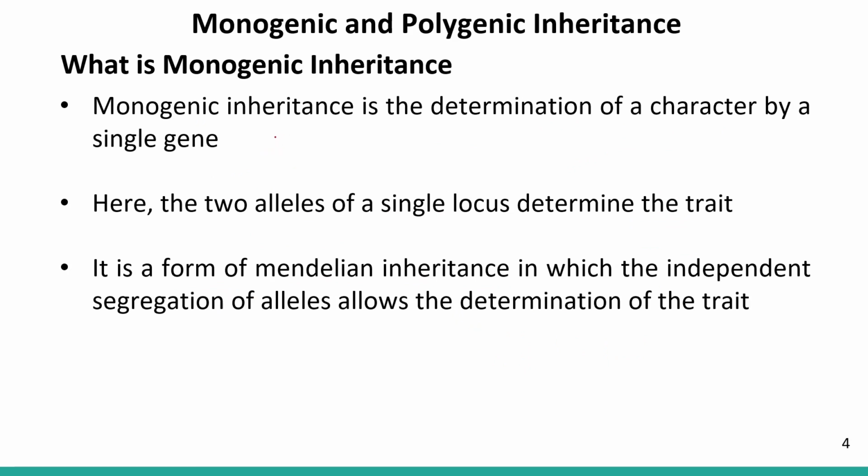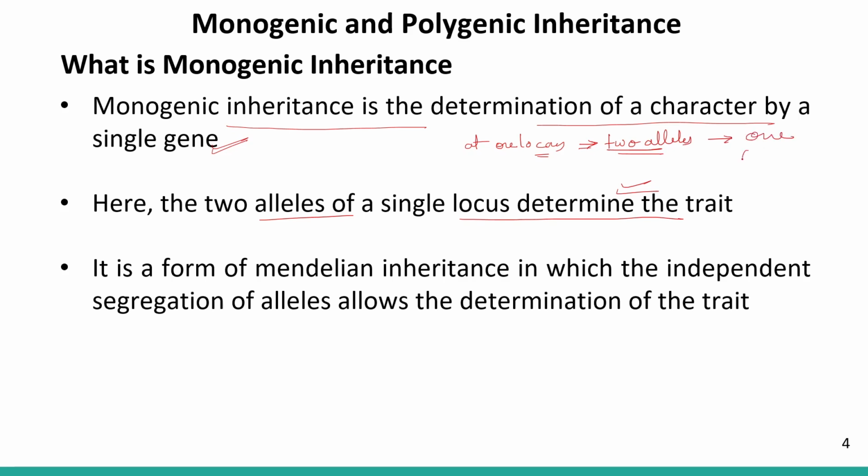Monogenic inheritance. So what is monogenic inheritance? Monogenic inheritance is the determination of a character by a single gene. This we have seen. So here two alleles of a single locus determine that trait. At one particular locus, we have two alleles, right? Two alleles that determine one character.